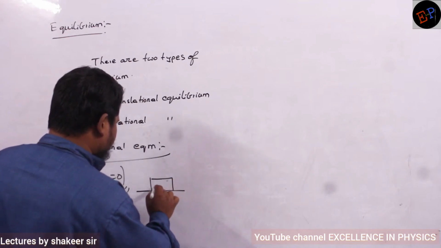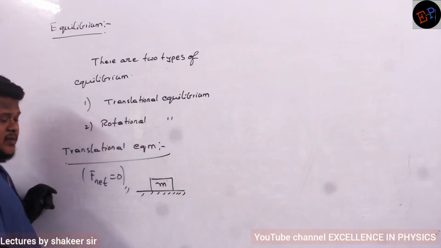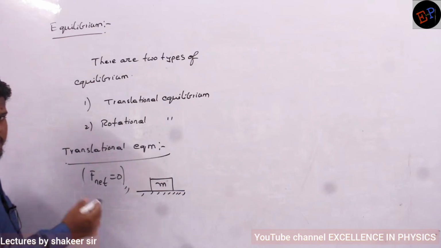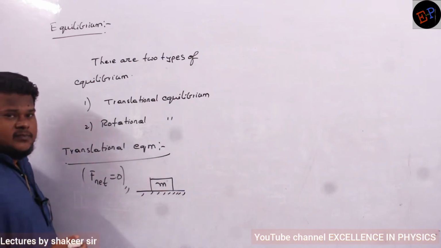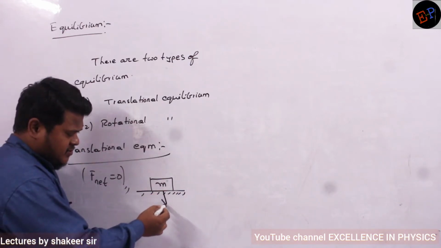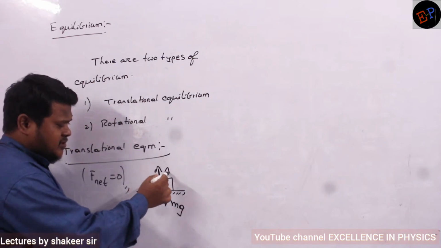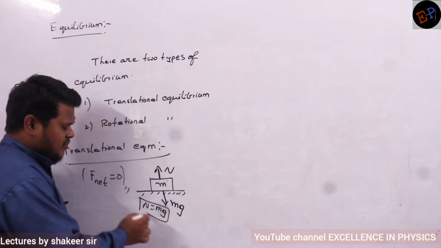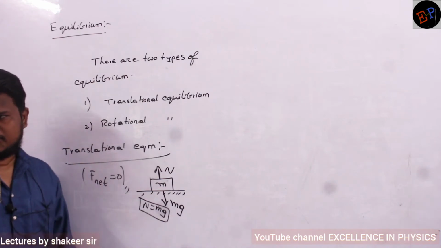Consider this is a body of mass m. It is resting on this ground. So is this body in translational equilibrium or not? Yes, it is. How can you say? Forces are definitely present. Weight of this body, mg, is acting downwards, no? Normal reaction is acting in the upward direction. So N and mg are getting balanced with each other. When they are balanced, net force is zero. Are you able to understand?